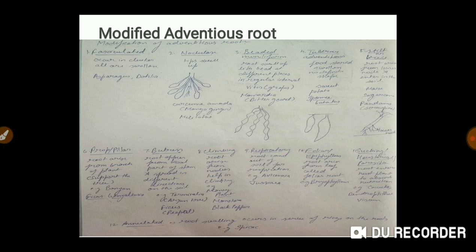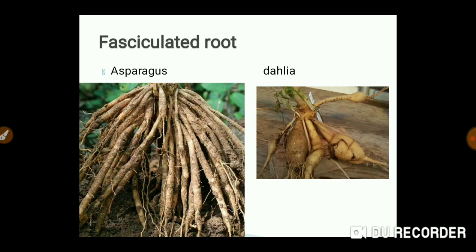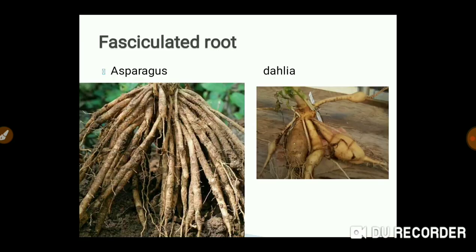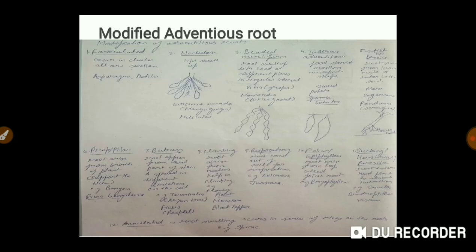Now there is some modification in adventitious root also. First one is fasciculated. In fasciculated, the roots occur in a cluster, all are swollen. Example: asparagus. You can see here the roots are in cluster form and all are swollen. Now the next example is dahlia. There is also swollen root.